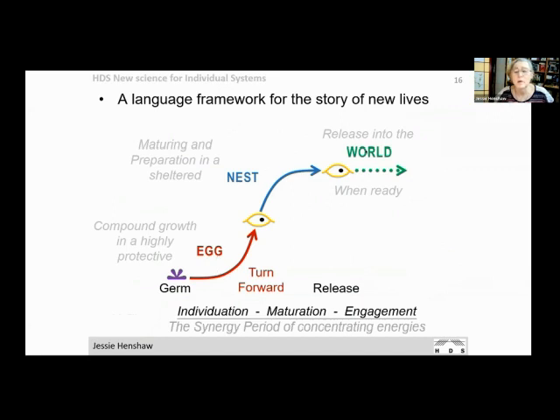So here's the symbolic diagram, the simple form. Egg, nest, world is the three main stages, each having a beginning, a germ, a turn forward, where attention stops being building up from the past to building up toward the future, and then a release to engagement, individuation, maturation, engagement, the synergy period of concentrating energies.